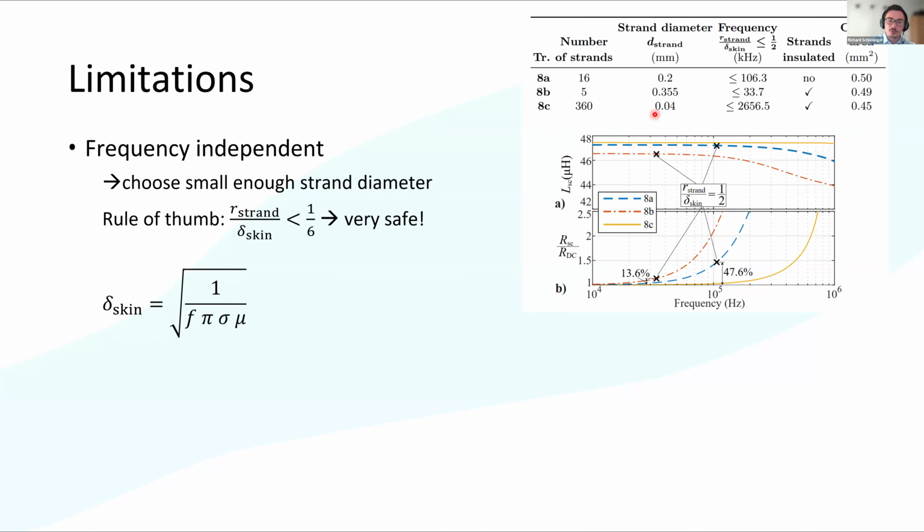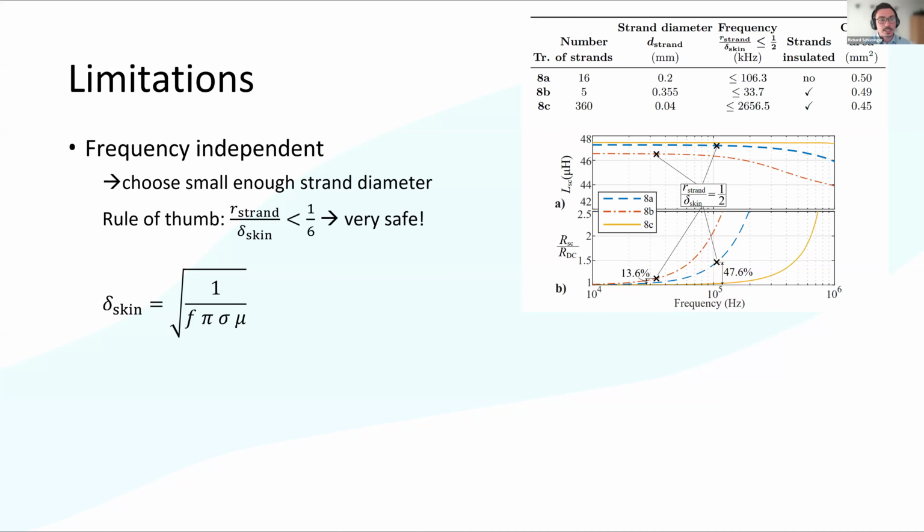Now, what we see here over frequency is that at a point where our strand radius over skin depth equals 1/2, so already far above that, we see that the leakage inductance is almost the same. It just drops below 0.1%, whereas the AC resistance already changed in the case of the blue transformer by almost 50%. And you don't want that. So if you design your transformer so that the winding losses are okay, your leakage inductance will also be okay.